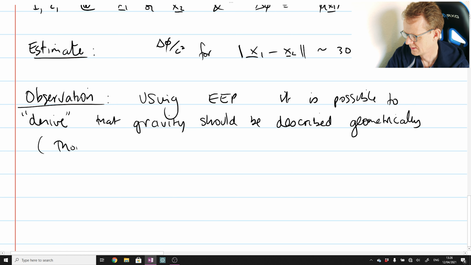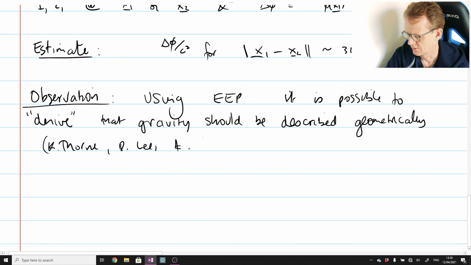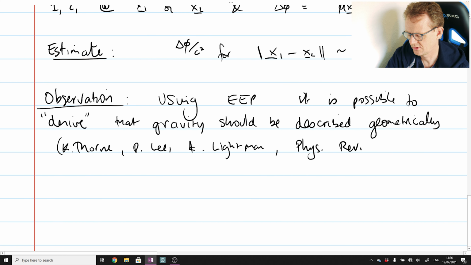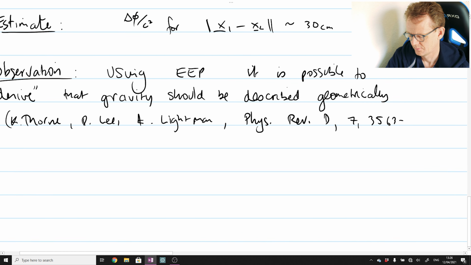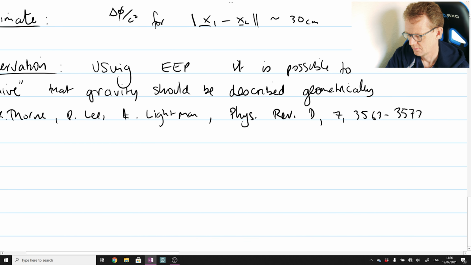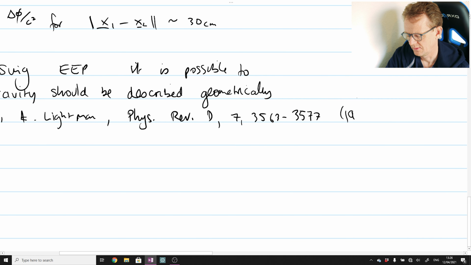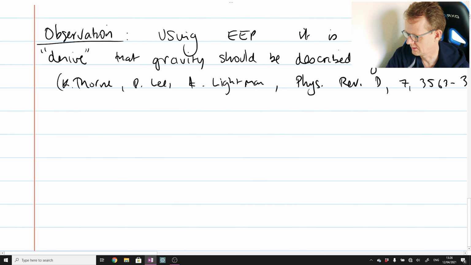And I'll give you a reference. It's not a very readable reference, I'm afraid. I took a look at it. I think you wouldn't read this on your first encounter with general relativity, but you might be curious to see where these arguments are laid down. You can find them in this journal article by Thorne, Lee, and Lightman. As I said, if this is your first encounter with general relativity, I wouldn't really recommend following this up unless you're particularly motivated.